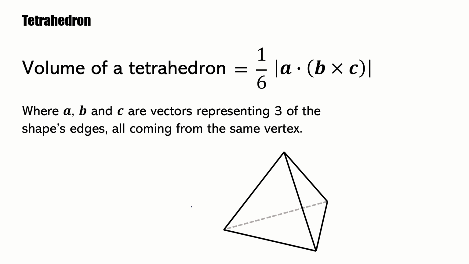So you could, for instance, choose this vertex over here, and then that means you would end up labeling these following three edges A, B, and C, as you can now see.